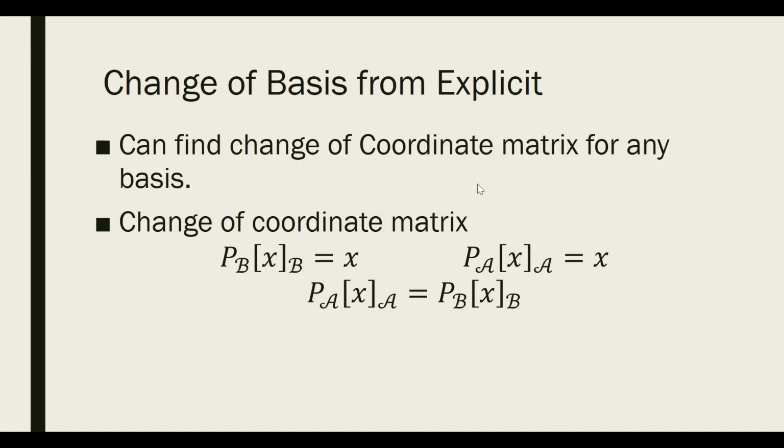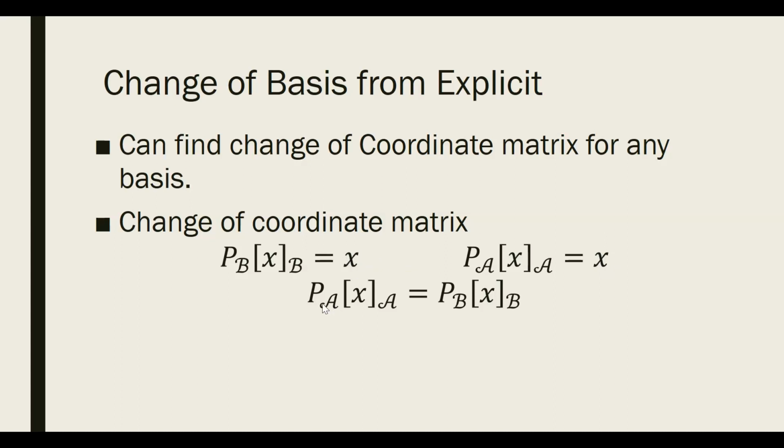So the way to do this, if we have explicitly defined vectors, is to realize that we could have done this. We could have taken my change of coordinate matrix for basis B, gone into the standard basis, and my change of coordinate matrix for basis A, and gone into the standard basis. Now notice that this is the same x in either case. This is the same vector x.